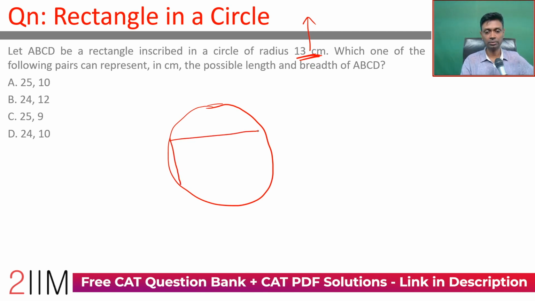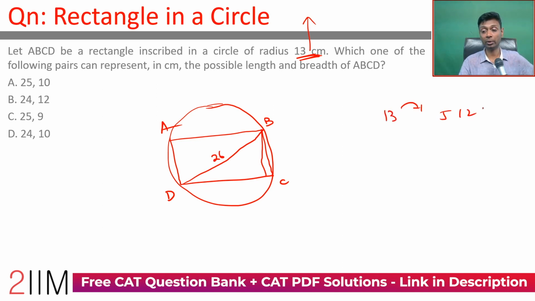ABCD is a rectangle. So think about this. A, B, C, D. Radius is 13. So if I join the diagonal here, that will be the diameter, which is 26. 13 is part of 5, 12, 13. 26 is part of 10, 24, 26.